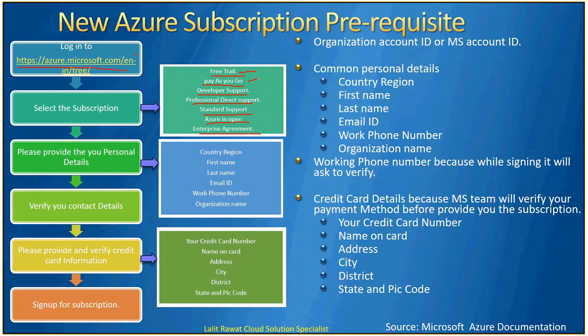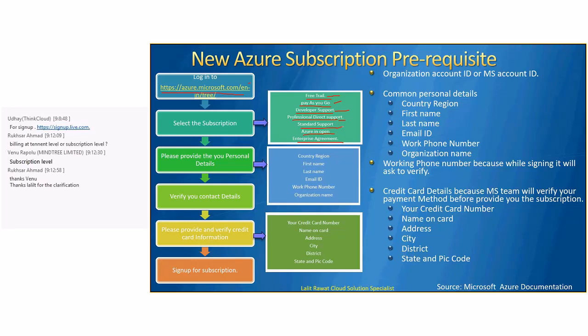Then pay as you go is nothing but paying for the services you want to use, based on your usage. Developer support has more flexibility, with all the developer content, and probably some offer ID, and you get a good discount on this. The professional support is where Microsoft provides 24/7 support, and the standard support is where you get support from Microsoft.